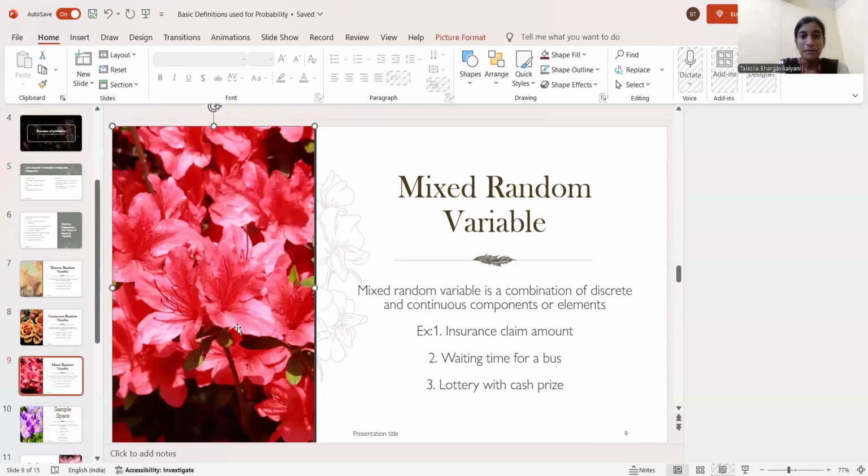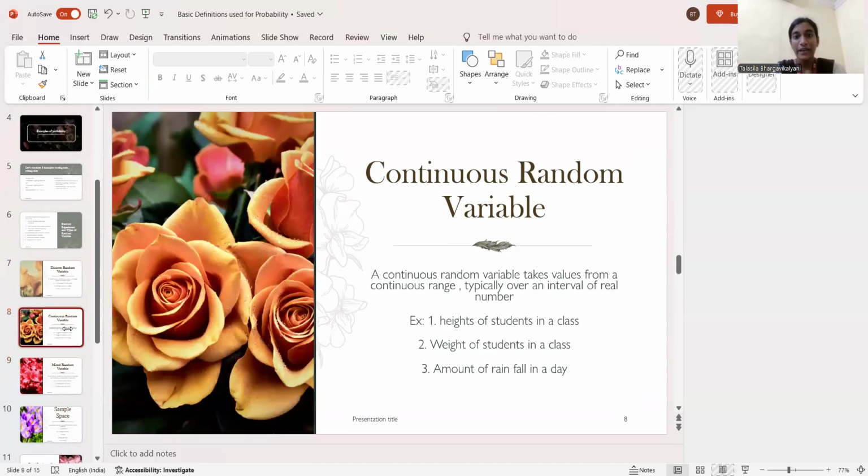Now let us consider continuous random variable. A continuous random variable is taken for a continuous range and it may have infinite values, such as the height of students in a class. For example, if a student is 161.5 while another student is 165.2, it is continuous between a range from certain value to certain value. It can be used in weighing a student or the amount of rainfall in a day, and etc.